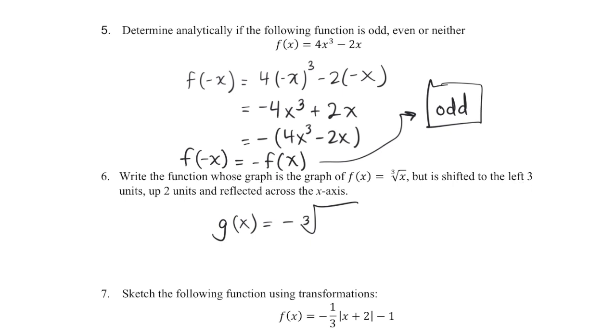Now it's going to be shifted to the left. That's a horizontal shift, so that needs to occur inside the function. So x plus 3, and then it needs to move up 2 units, so that's going to be a vertical shift up 2 units outside of the function.